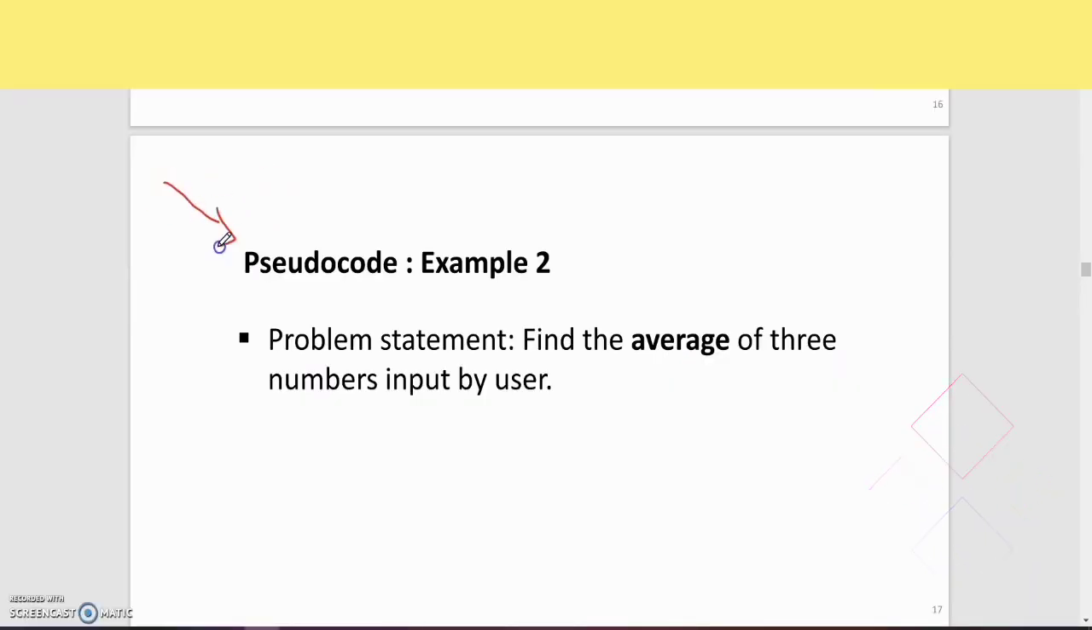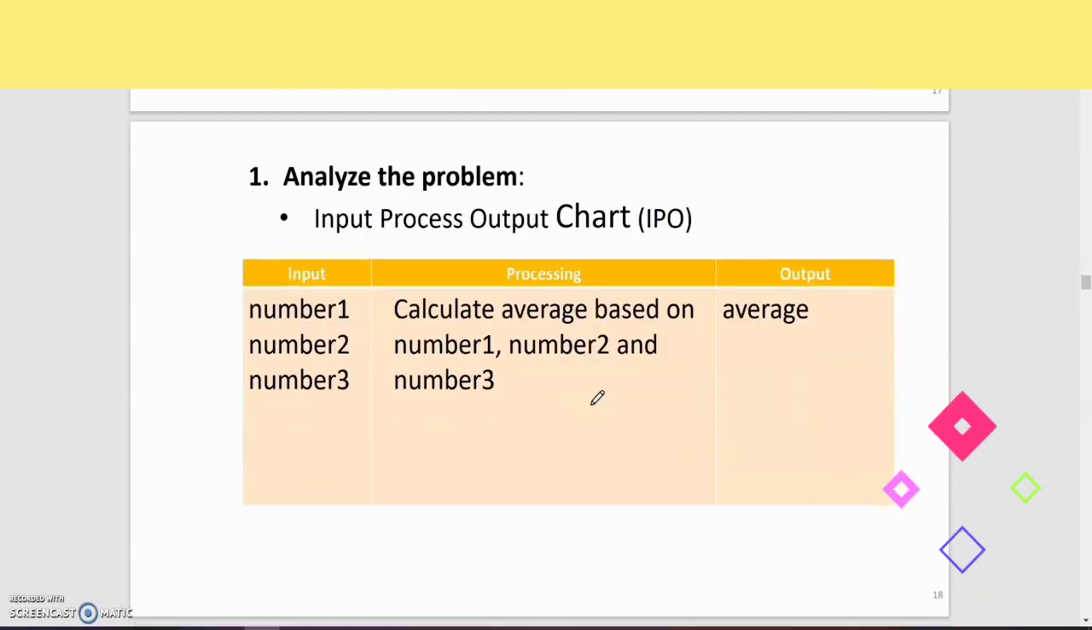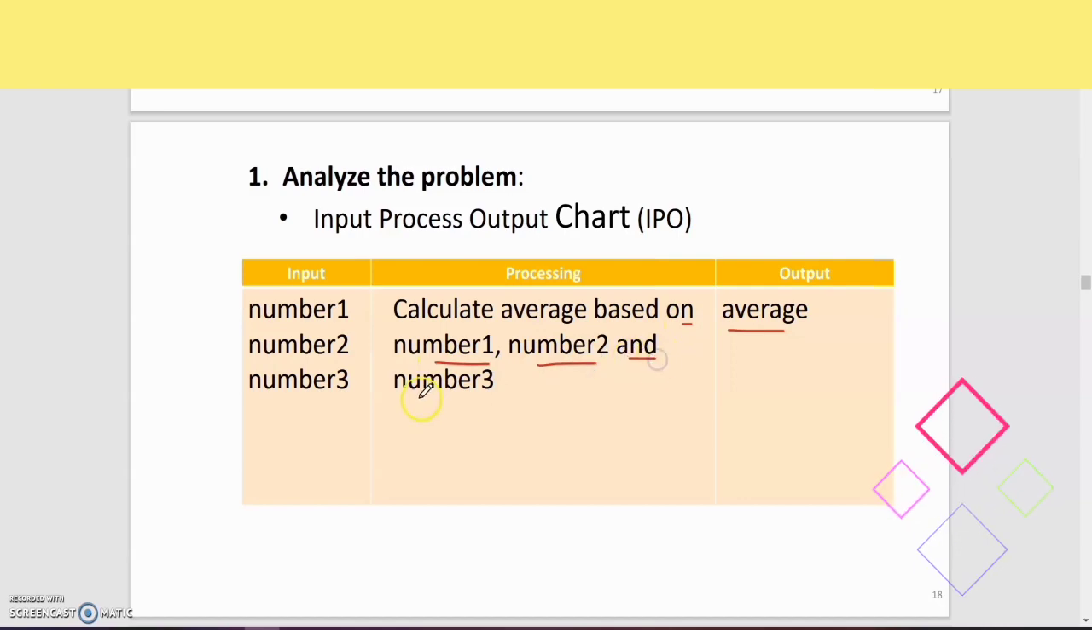Let's see the second example. Problem statement: find the average of three numbers input by the user. First, remember you have to do the IPO analysis. Based on that problem statement, the output is average. To find the average, you need number 1, number 2, number 3. For processing, calculate average based on number 1, number 2, and number 3.